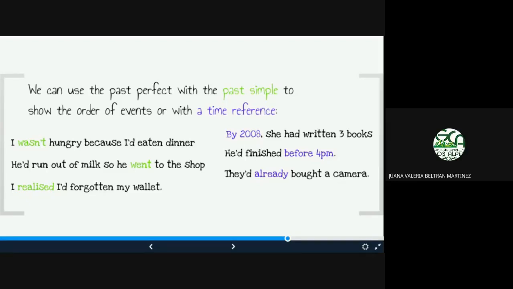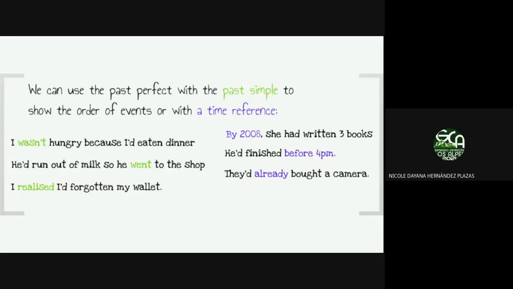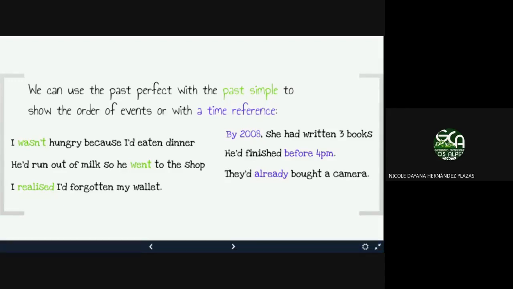Yes, teacher. By 2008, she had written 3 books. He'd finished it before 4 p.m. They'd already bought a camera. So look at this. Once again, by 2008, she had written 3 books. What happened first, babies? The fact that she wrote the books or the fact that 2008 arrived? Jose, what happened first? In this example, 2008 or that this person had written 3 books?